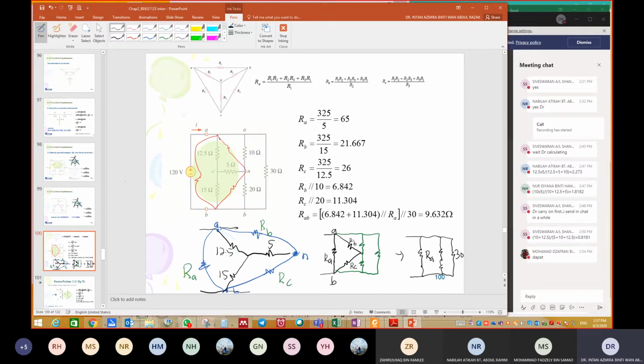So the next is to add this and this. 6.842 plus 11, and then make it parallel with 30. And we get the R total. Any question?